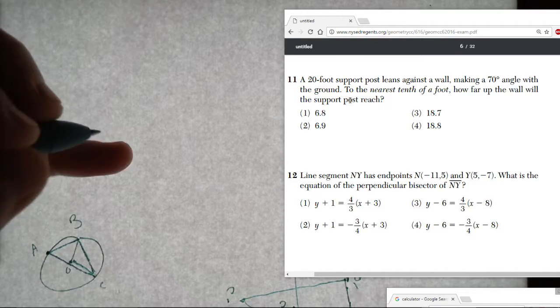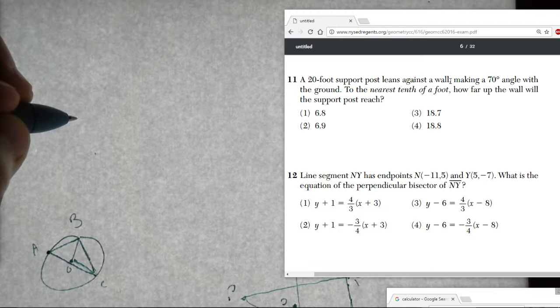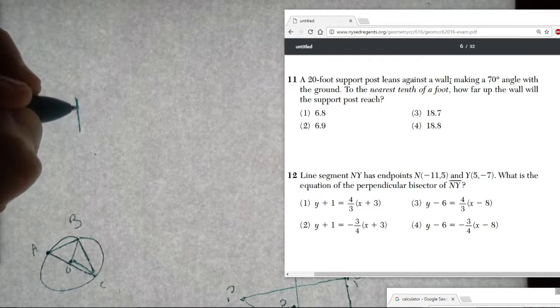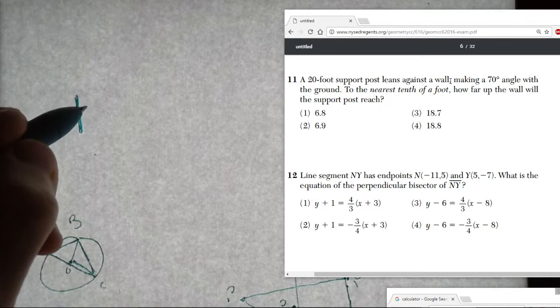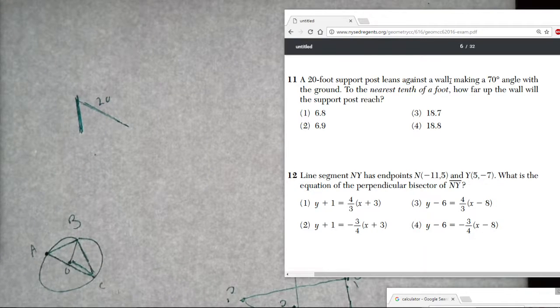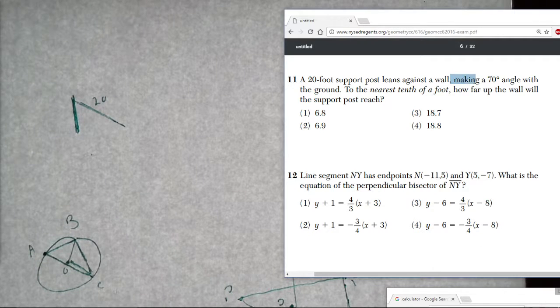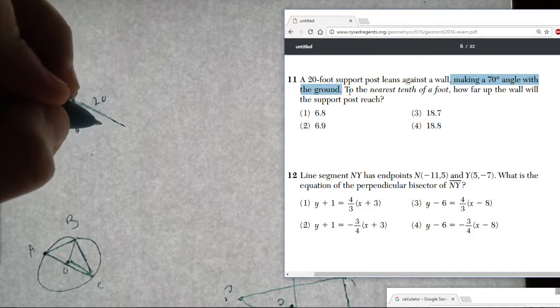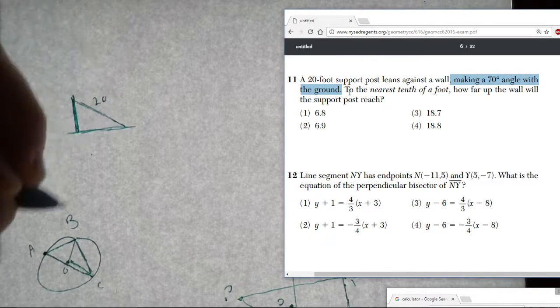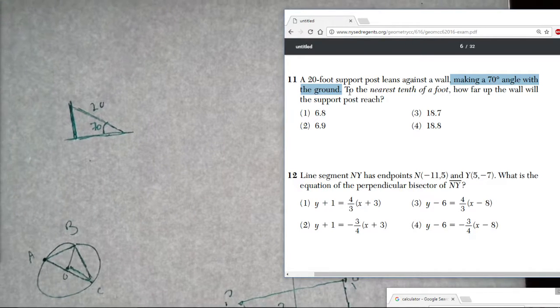I have a 20-foot support post leans against a wall. So I've got a wall, and I've got my support post, which is 20 feet, leaning up against it. Leans against the wall, making a 70-degree angle with the ground. So that means I know here's my ground over here. I know that this angle over here is 70 degrees.